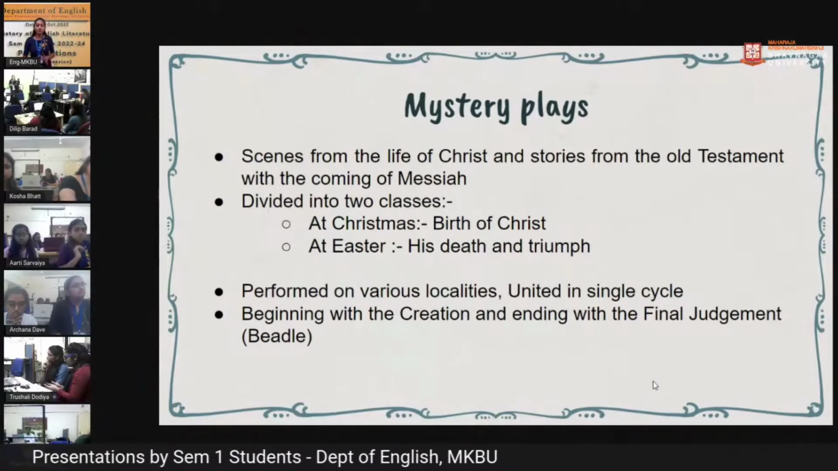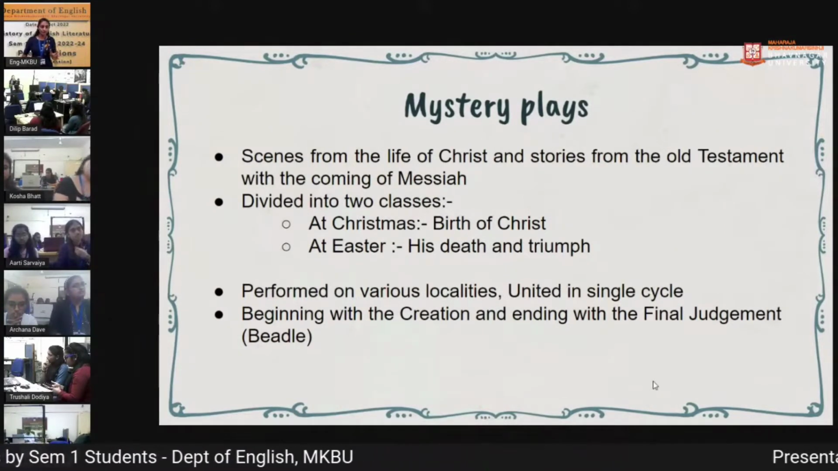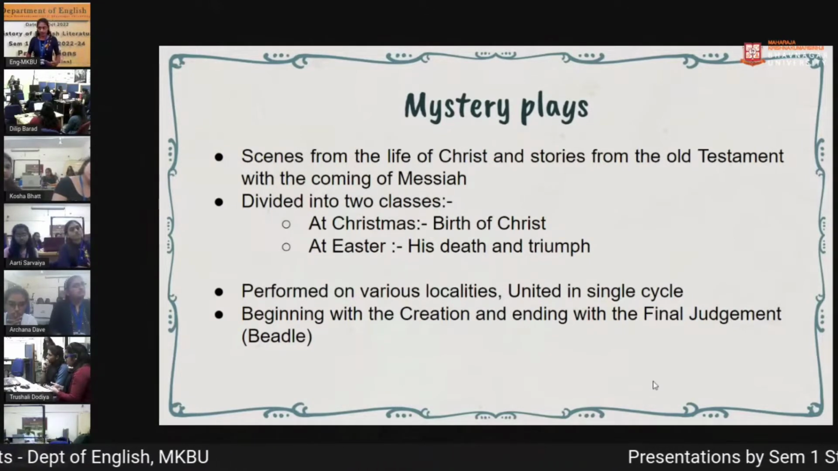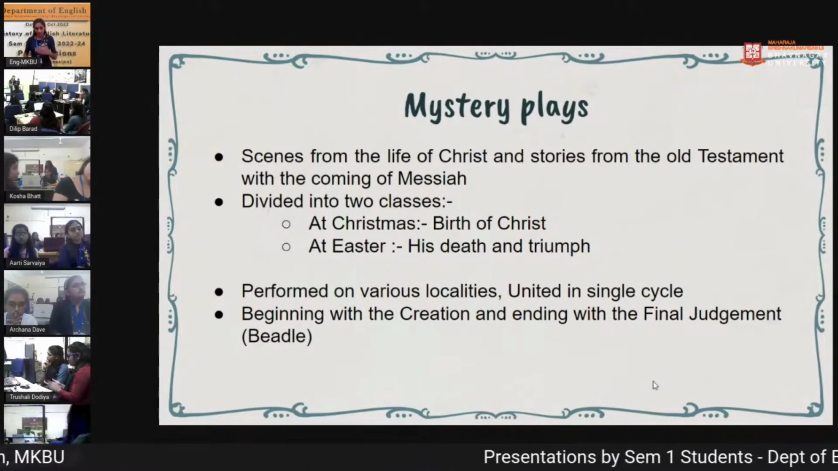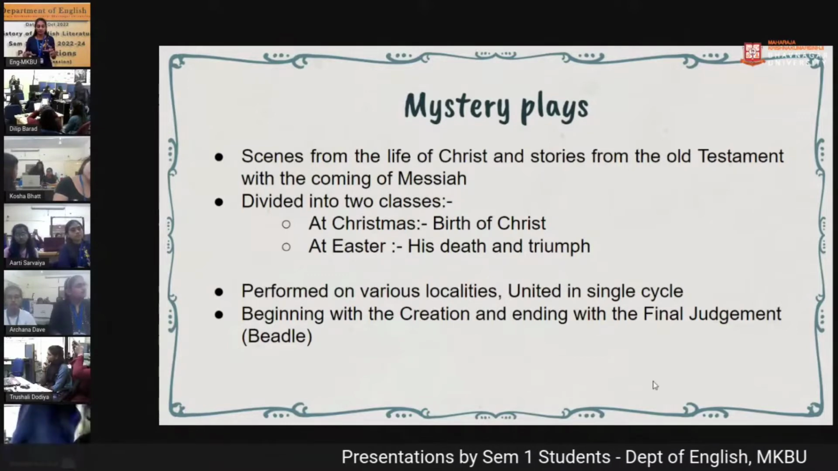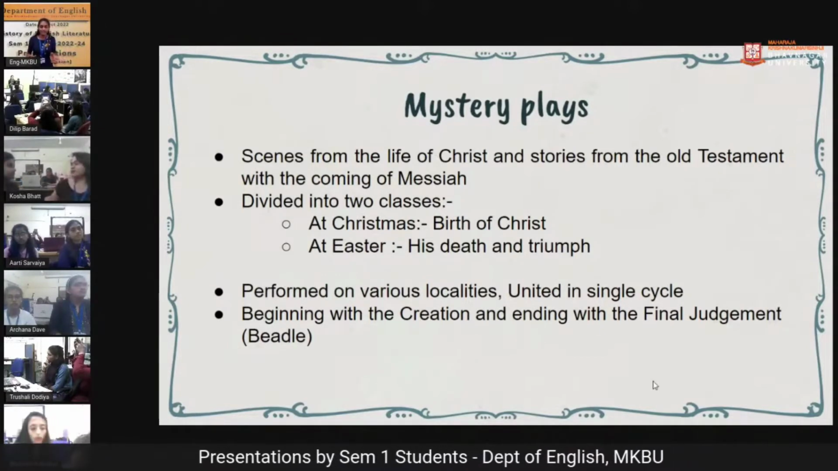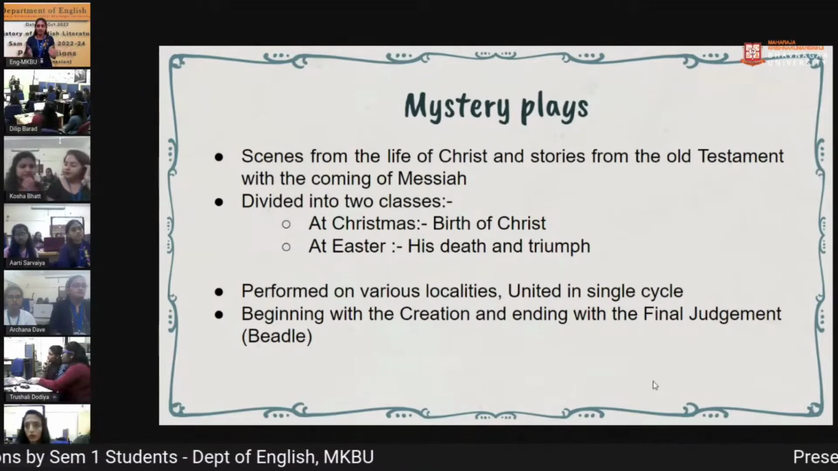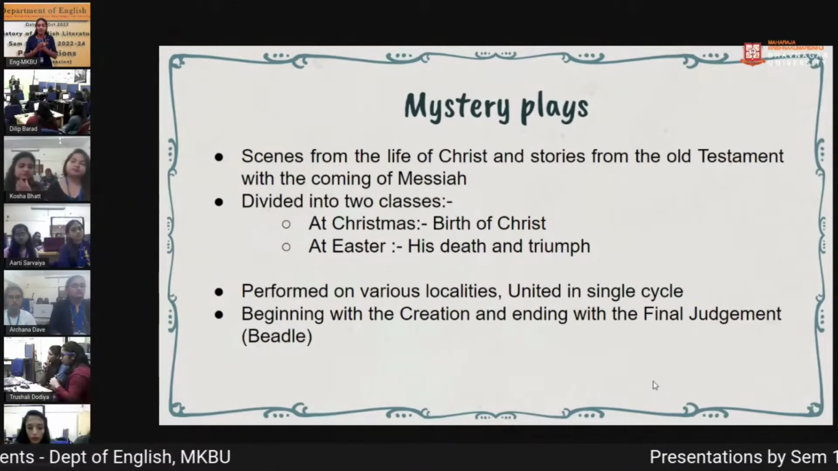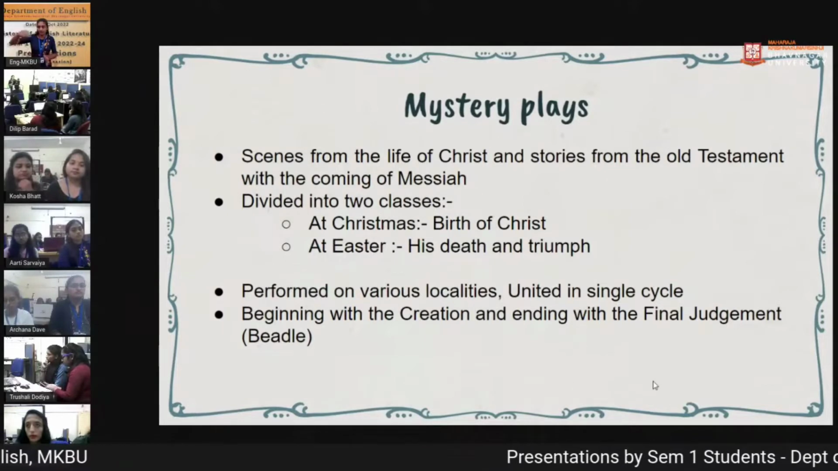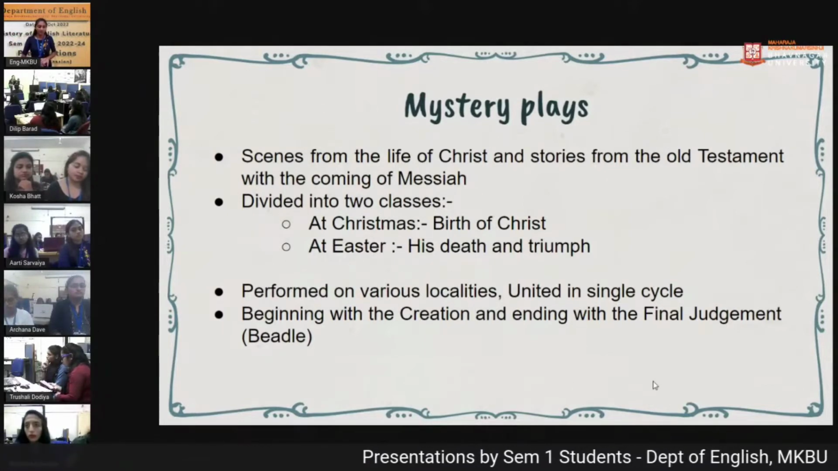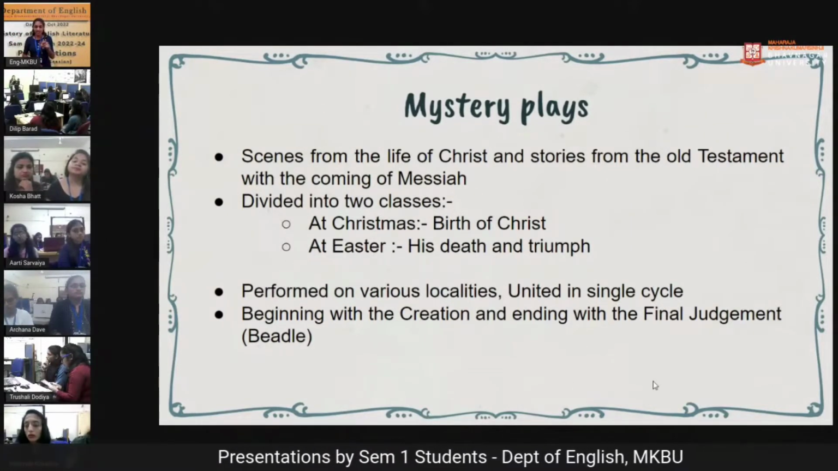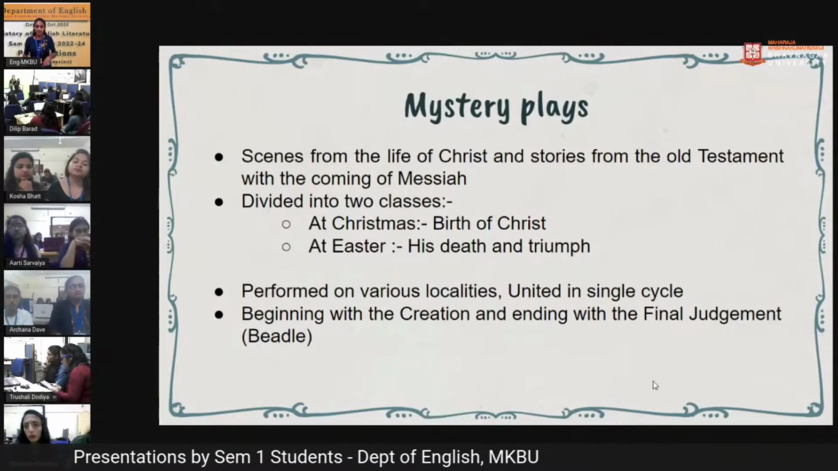It was performed in various localities. It was not fixed that in this place it should be performed. Though it was performed in various localities, it has a kind of united single cycle. It will move around. It begins with the creation and ends with the final judgment.